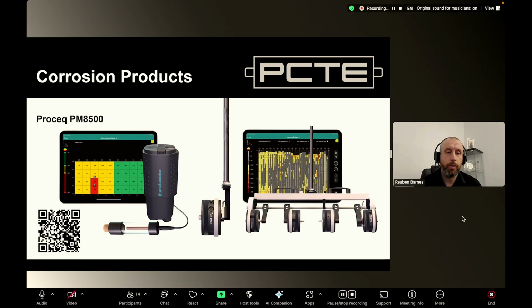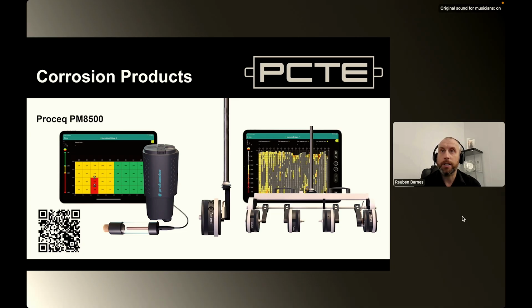And I think that's a good point at this point. Obviously, we're here to talk about different testing devices and what sort of things are available. We have a few devices that we're going to talk about the specifics of how they operate. The ProSec PM8500 is a half cell potential unit. It uses an iPad, a Bluetooth enabled controller, and then the reference electrode. We'll talk about each of those components from a technical point of view.